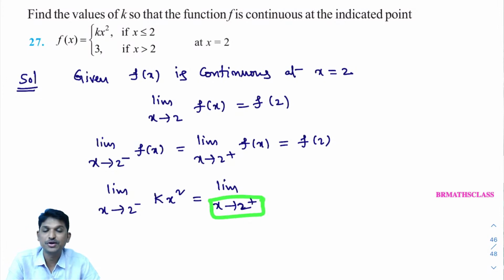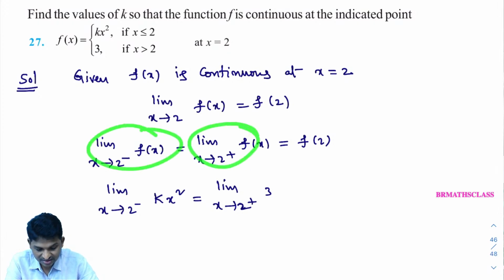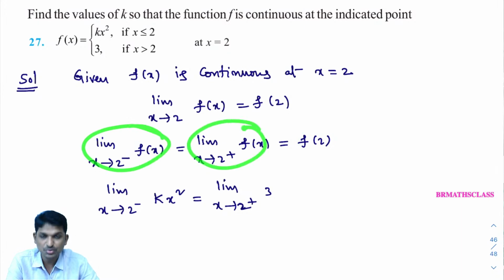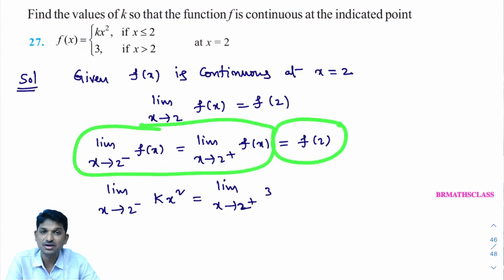x approaches 2 from right means all x values are greater than 2. When x values are greater than 2, we need to take this function, which is 3. So in place of f of x, I'll write 3. Actually this equals this, and this equals this. In some cases, this f of 2 is useful. Actually, here it is not useful. So I am just equating this one and this one to find the value of k. I am just using this part only. If necessary, I'll use this also.